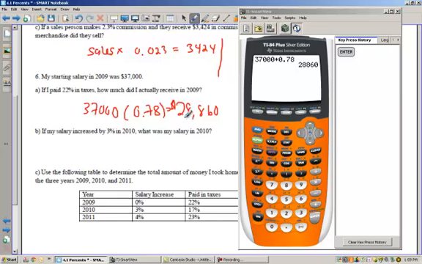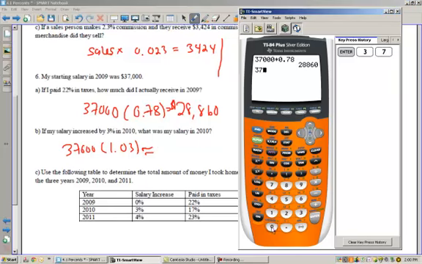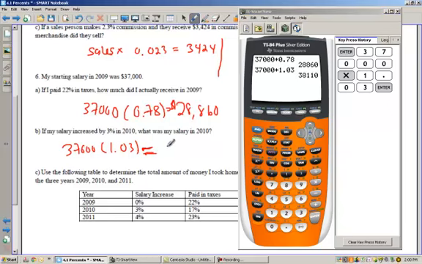So out of that $37,000, the amount that I actually got to put in my account really was $28,860. If my salary increased by 3% in 2010, what was my new salary in 2010? Okay, so now I had a $37,000 salary. It increased by 3%, so then I multiply by 1.03. This will give me my salary in 2010. So take 37,000 and multiply it by 1.03, and out pops my answer, $38,110.